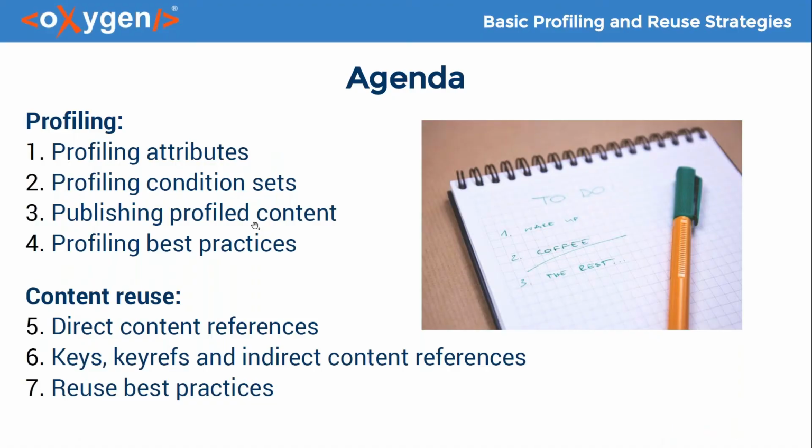Today's presentation will be split into two main chapters. We're going to talk first about profiling, and here we're going to talk about profiling attributes and condition sets and how to publish your profile content. And I'm going to also give you a set of best practices. Then we're going to talk about content references, both direct references and indirect references. And again, I'm going to present several best practices when it comes to reusing your content.